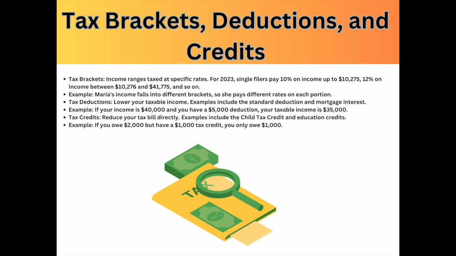Then you have tax credits. This will reduce your tax bill directly. Examples include the child tax credit and education credits. If you owe $2,000 but have a $1,000 tax credit, that means you will only owe $1,000. So the tax credit will reduce the tax bill itself.